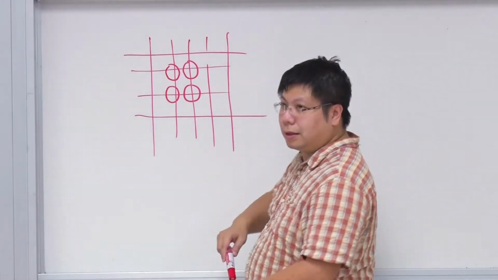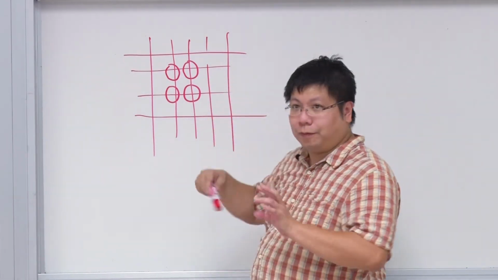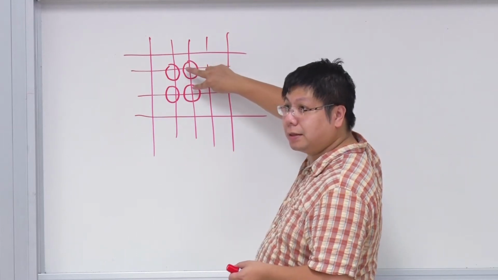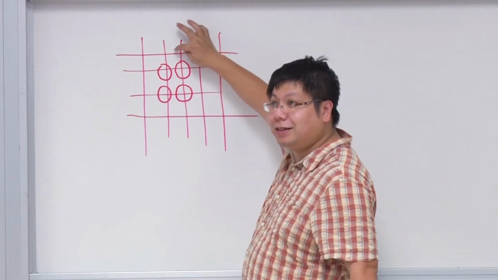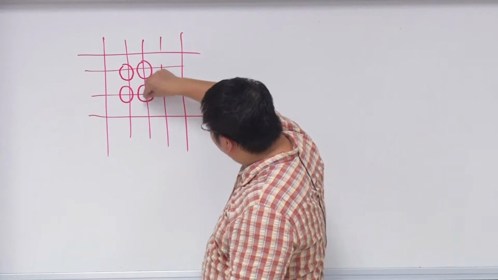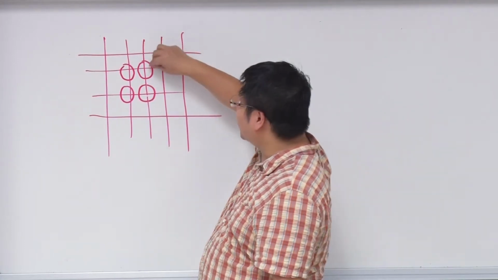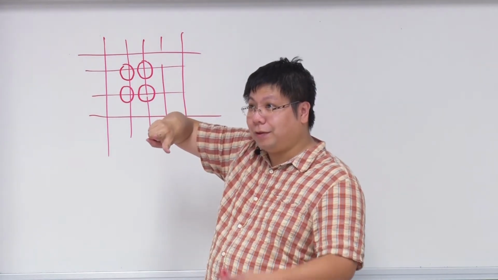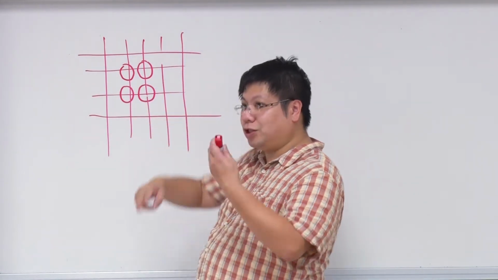So what is the move that we can do? Whenever there are 2 adjacent pieces and there's one empty space, you can jump one piece over the other and take away the middle one. It is always 2 consecutive, and then one jumps over the other.